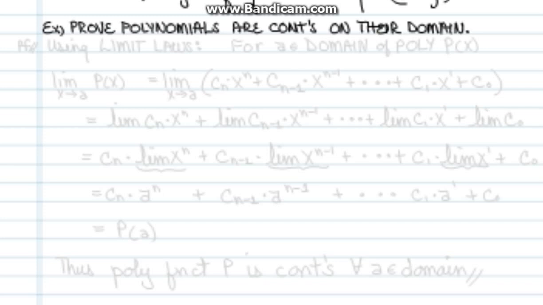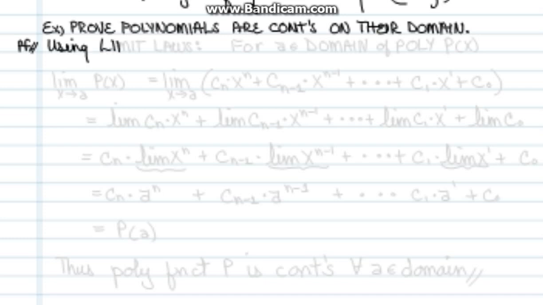In this example, we're going to prove that polynomials are continuous on their domain. And when we do this, we're going to be writing the abstract form of a polynomial. It's going to be a long sum of coefficients times powers of x, and it's just a fancy way of showing a general polynomial. So let's get started here.